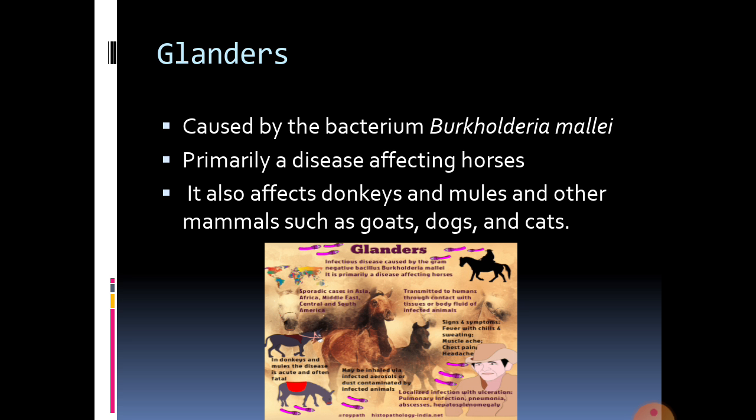Glanders is caused by the bacterium Burkholderia mallei. It is primarily a disease affecting horses. It also affects donkeys and mules and other mammals such as goats, dogs, and cats.